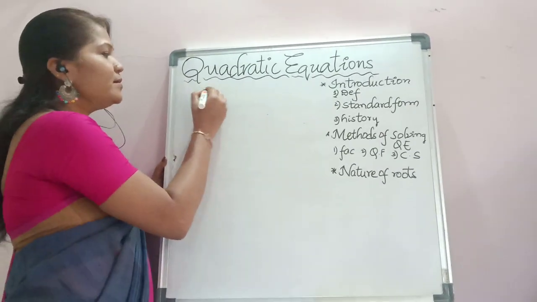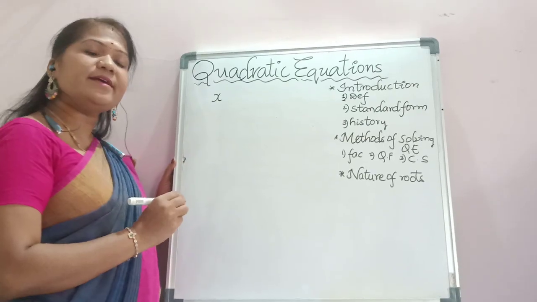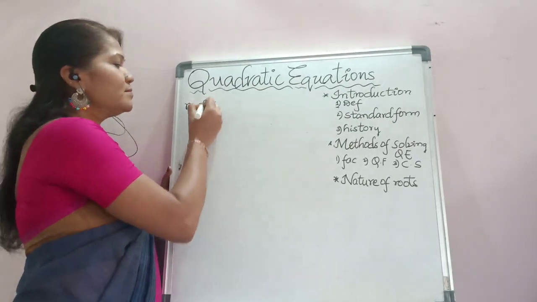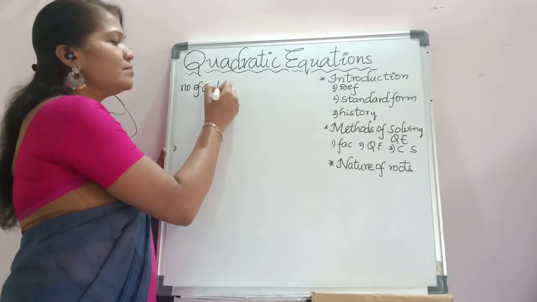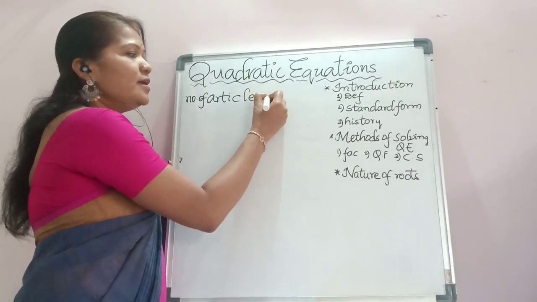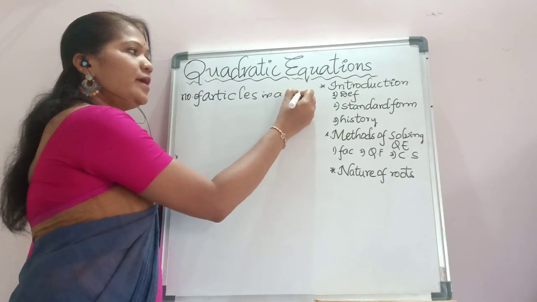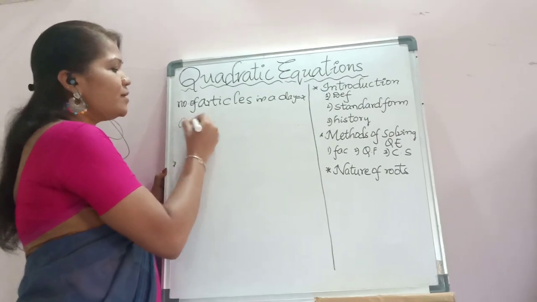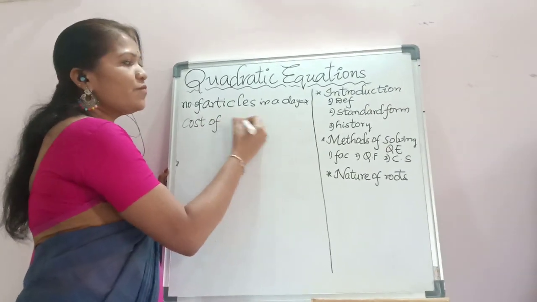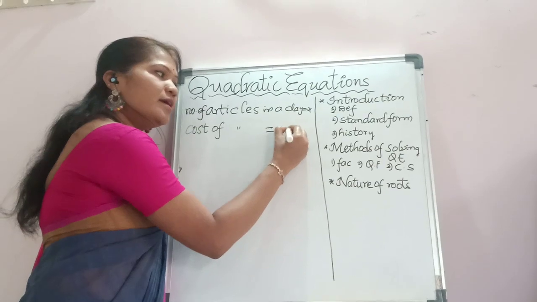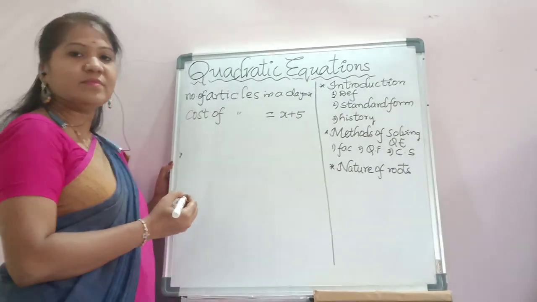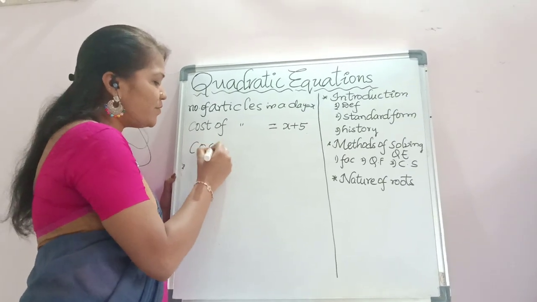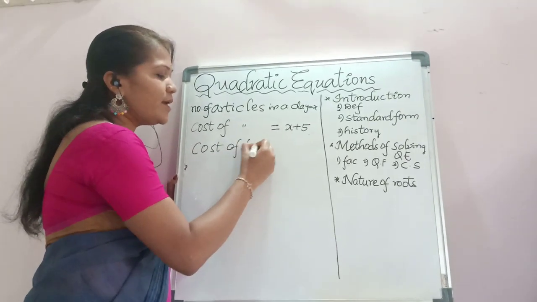He said let the number of articles produced in that day be x. These are the number of articles in a day, x. The cost of the article, what was given in the question? 5 rupees more than the number of articles produced in that day. The cost of the production of that particular day was given how much?